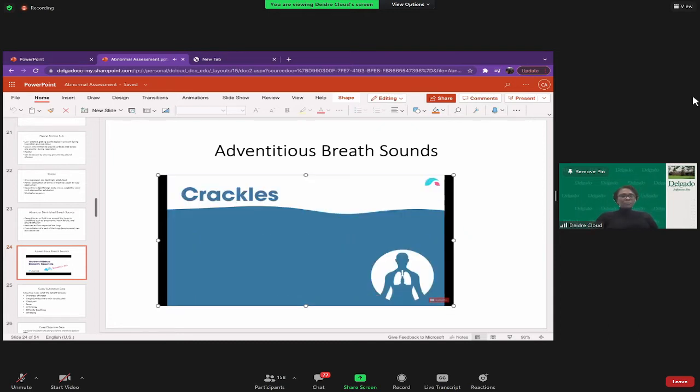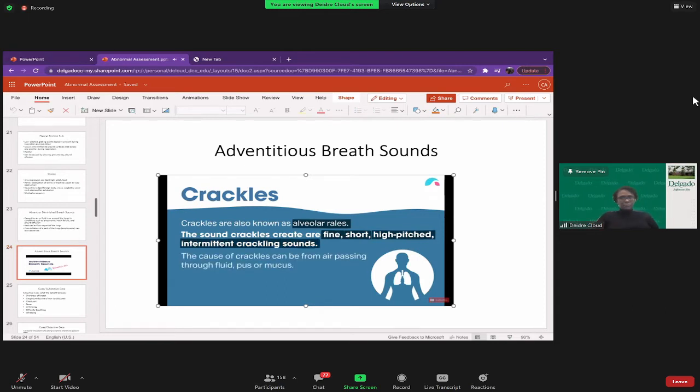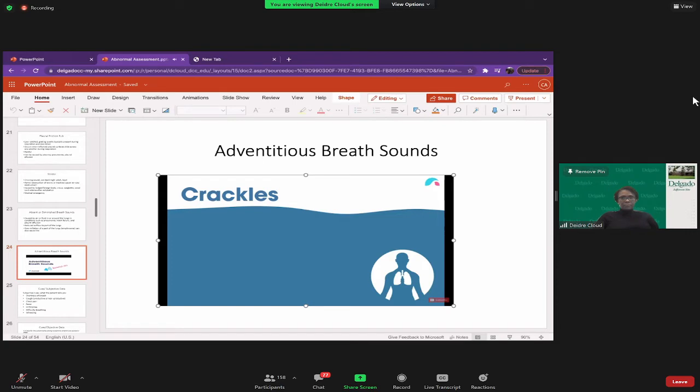Crackles. Crackles are also known as alveolar rales. The sound crackles create is a fine, short, high-pitched, intermittent crackling sound. The cause of crackles can be from air passing through fluid, pus, or mucus. It is commonly heard in the bases of the lung lobes during inspiration. Crackles can be further categorized as coarse or fine.